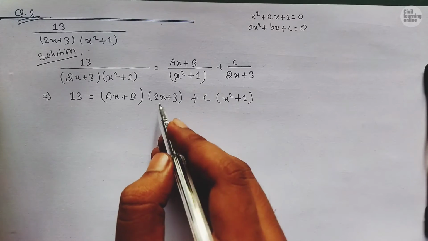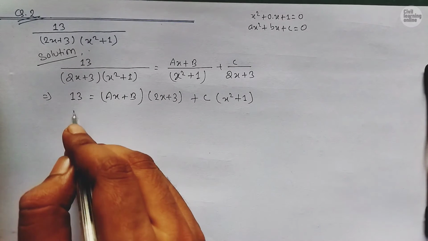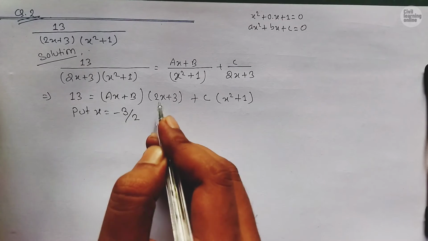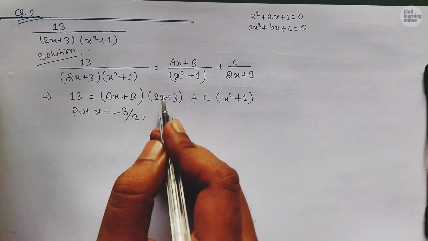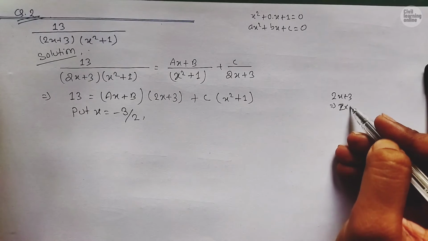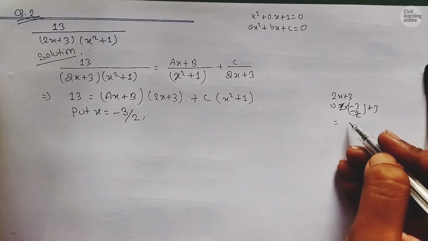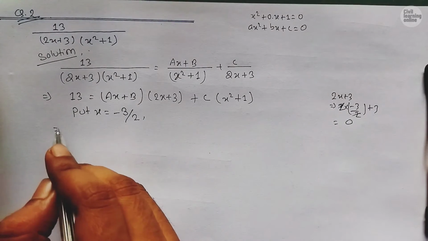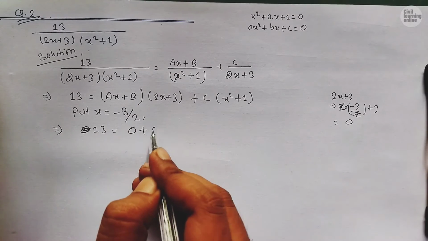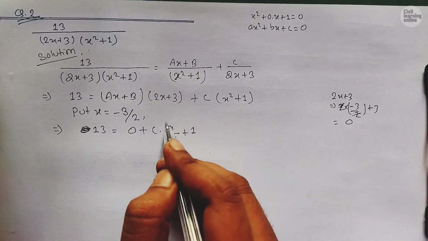Now what we can do, we can put x equals to minus 3 by 2. If we put x equals to minus 3 by 2, this is 2x plus 3, and we put x equals to minus 3 by 2 and plus 3. So 2 and 2 gets cancelled out, and minus 3 plus 3 will make it 0. So this term will get 0, and we will have here 13 equals to 0 plus c times minus 3 by 2 square will be 9 by 4 plus 1.